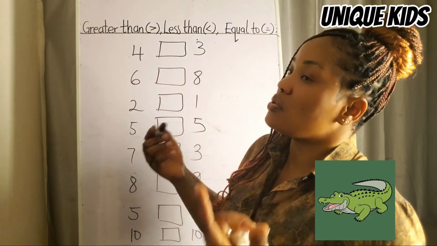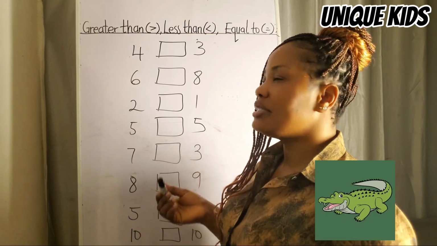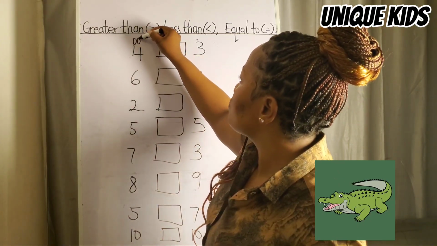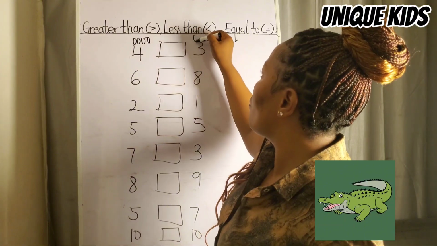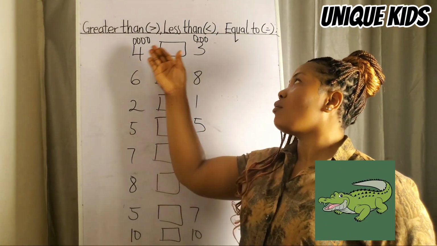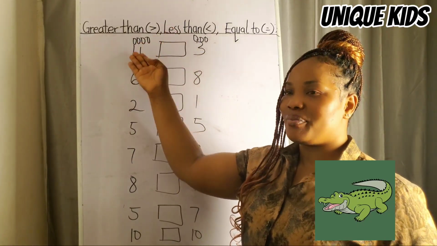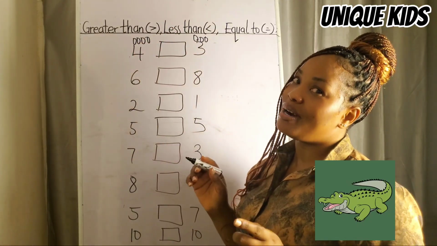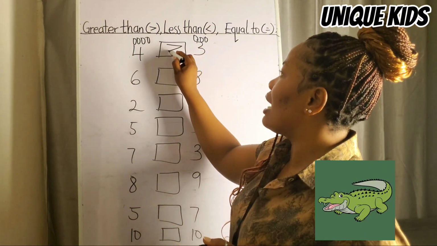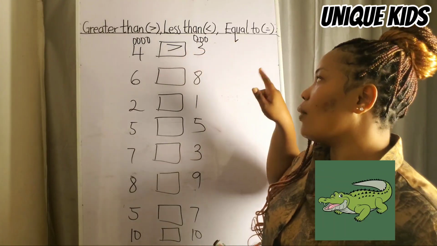In case you still want to count, maybe you are confused between 4 and 3, which is bigger. Let's use our circles. We have 1, 2, 3, 4. 1, 2, 3. Looking at this, you should tell the one that is more. Yes, 4 is more. So the alligator will open the mouth to swallow 4. Alligator swallows the bigger number and the tail points at the smaller one.